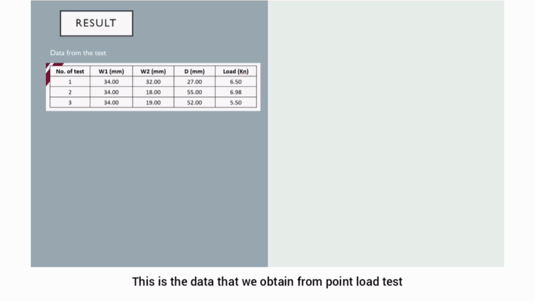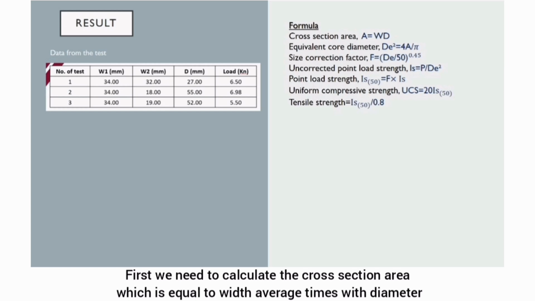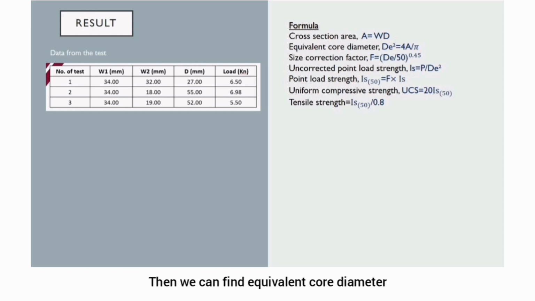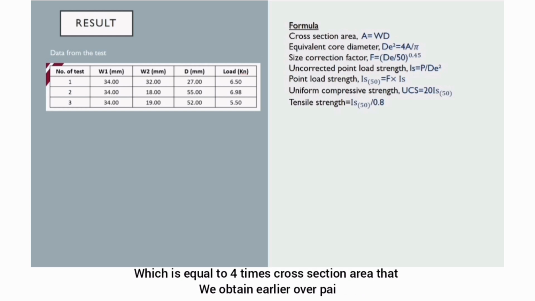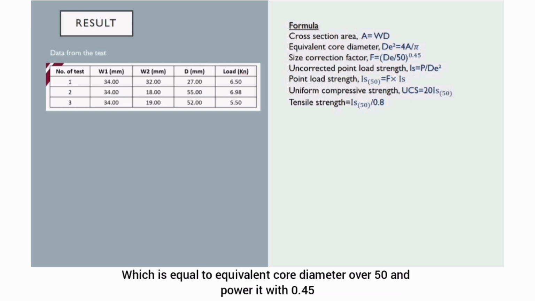This is the data that we obtained from the point load test. For this test, we need to calculate all these values using these formulas. First, we calculate the cross-section area, which is equal to the average width times the diameter. Then, we find the equivalent core diameter, which is equal to 4 times the cross-section area that we obtained earlier over pi. After that, we find the size correction factor, which is equal to the equivalent core diameter over 50, to the power of 0.45.